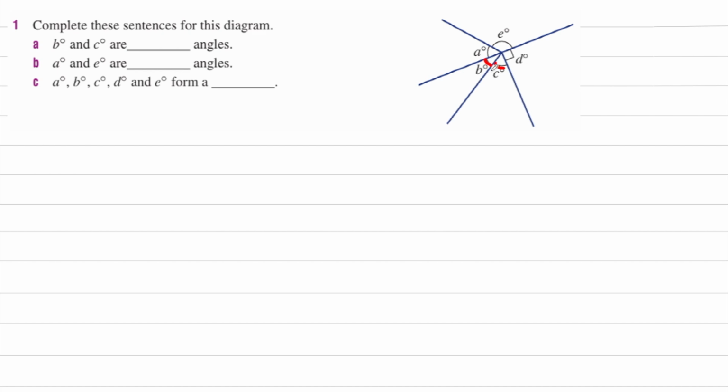So the total of B and C is 90 degrees, which means this is a complementary angle. And you have angles A and E here. The total of A and E makes a straight line, and you can call this a supplementary angle.